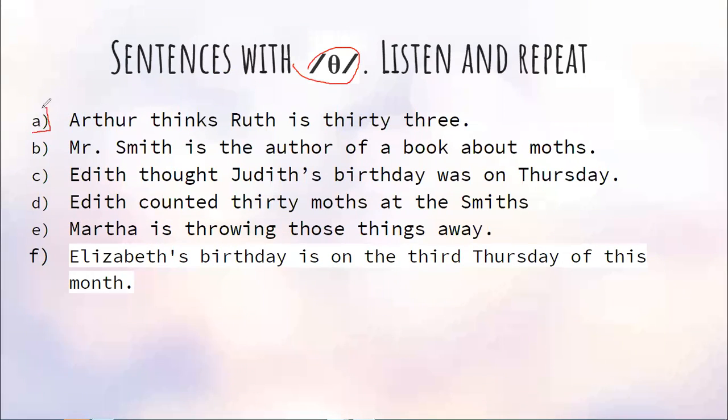All right, Jenny's, can you say A, like an Arthur thinks Ruth is 33? Arthur thinks Ruth is 33. Yeah, nice. Arthur thinks. Yes, good. Let's continue with Fernando Gomez, who is silent. Fernando Gomez. Mr. Smith is the author of a book about moths. Mr. Smith is the author of a book about moths.